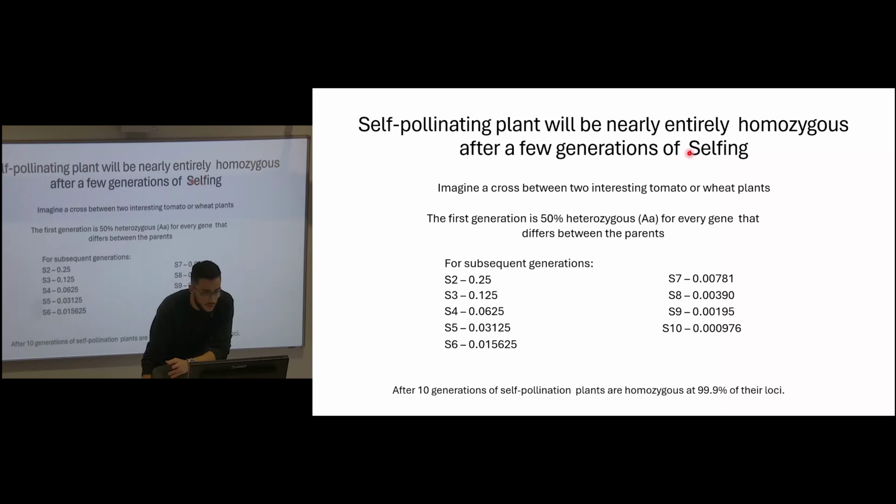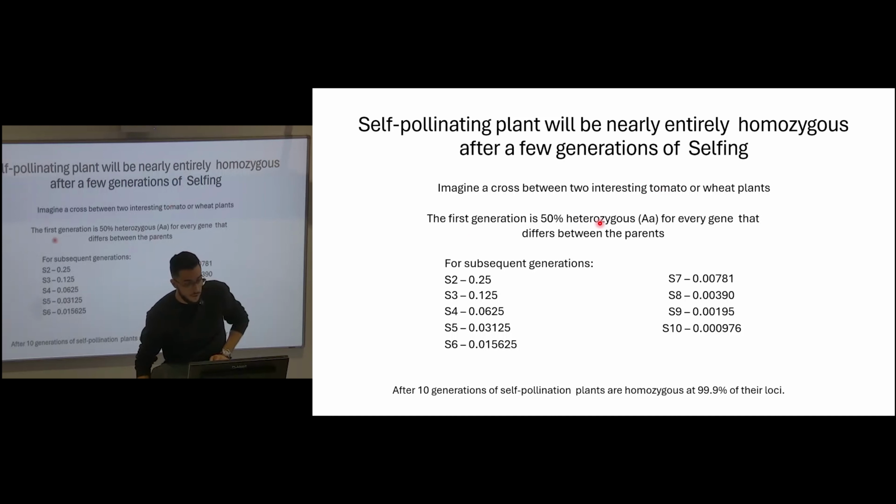Selfing is the way that you get to this point, and this is just another example. So we said that when you take a population, let's say a monohybrid, and you cross it with itself, then let's imagine the whole genome, okay? If you take two interesting tomato plants or wheat plants or whatever plant you want, they will be homozygous for certain genes and heterozygous for other genes, right? And so if you cross them, you'll produce dihybrids for certain genes that are different between the two parents.